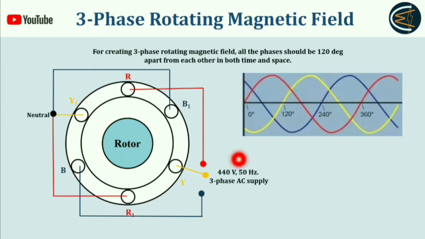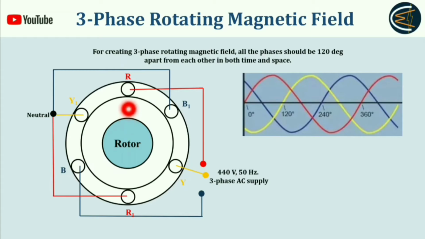Now this is the connection of a three-phase 440 volt 50 Hz AC supply. See, the red phase is entering from here and coming out from here. Similarly, the Y phase and blue phase. RYB is the sequence, and as you can see, all the phases are connected at the neutral point, so it is clear that it is a star connection.